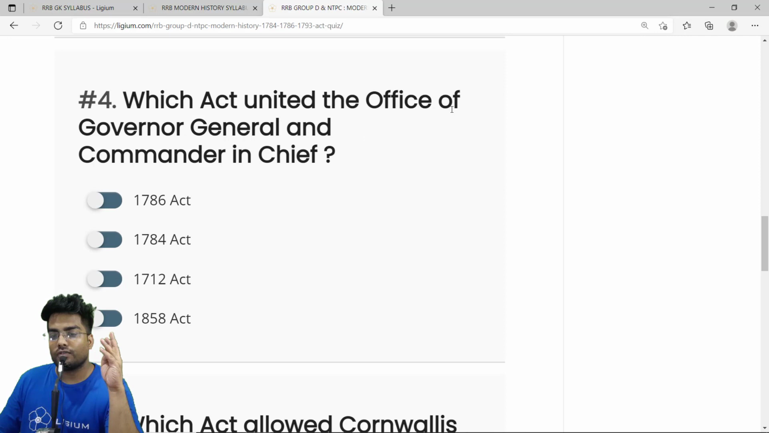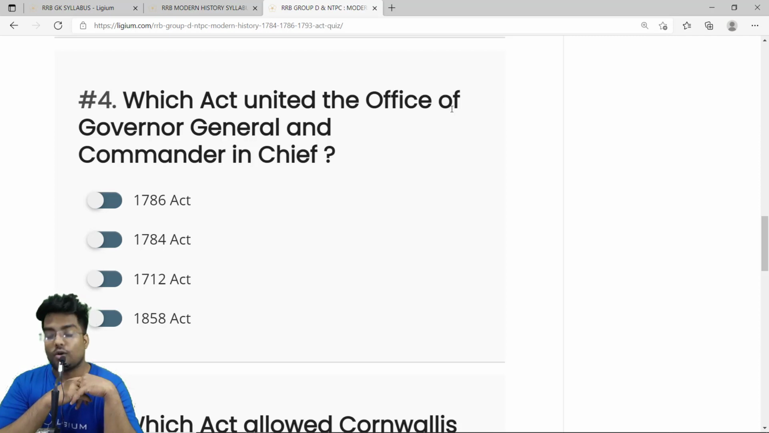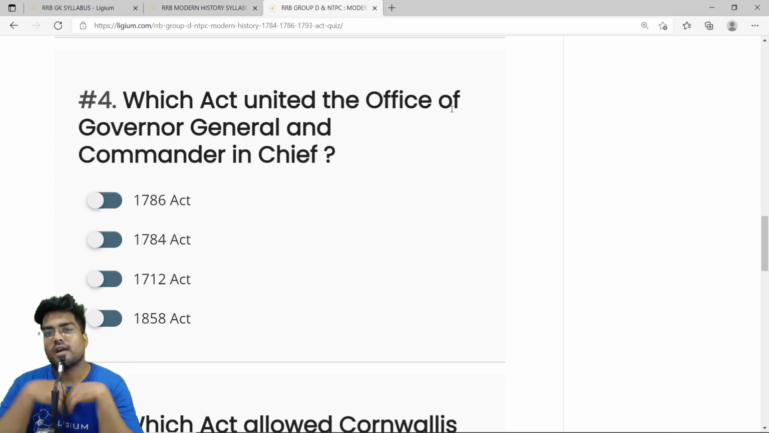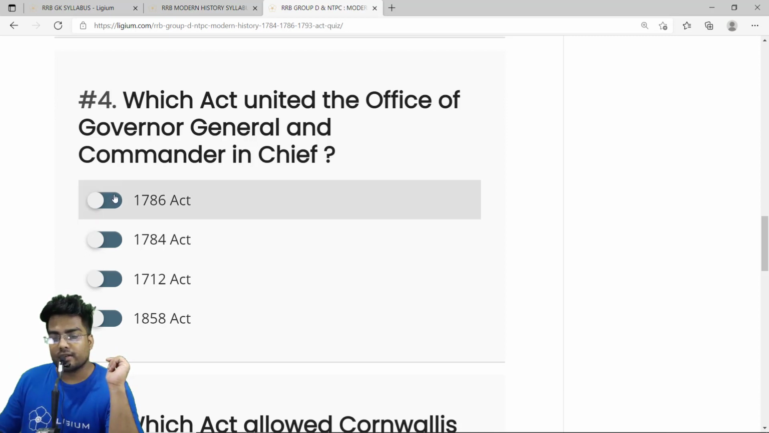Which act united the office of Governor General and Commander-in-Chief? So it was the Act of 1786 which united the office of Governor General and Commander-in-Chief. And Cornwallis was the first Governor General who actually became the Commander-in-Chief and the Governor General at the same time. Earlier, these were 2 different offices, that is the office of Governor General and the office of Commander-in-Chief. Now, after the Act of 1786, the 2 offices were merged. So the correct answer is the Act of 1786.